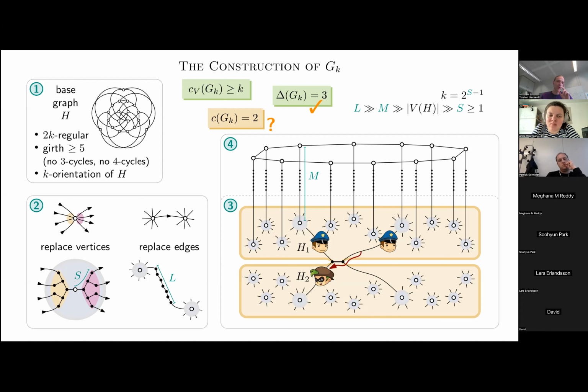And from this moment on, this cop will continue just to copy the moves of the robber in the second copy. Whatever move the robber does in H2, this cop does in H1, always staying on top of him. And the other cop just goes always towards the robber to force him moving.